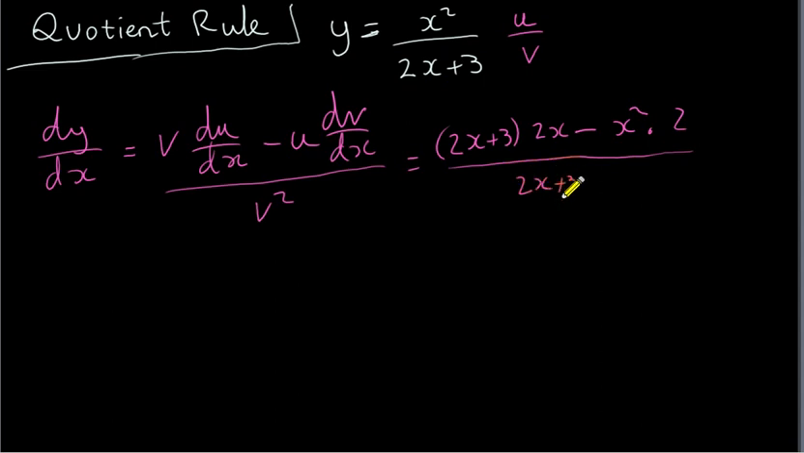That's the denominator squared. And we could simplify out the numerator, so we get 2x by 2x is 4x squared, and we have a minus 2x squared here. 4x squared minus 2x squared is 2x squared. And then we have 2x by 3 is plus 6x. And that's divided by 2x plus 3 all squared.